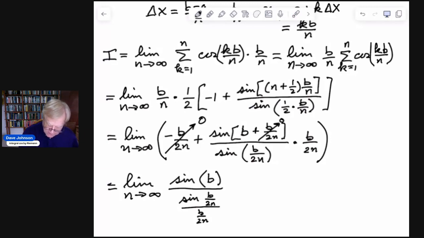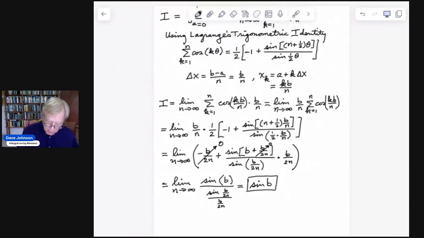But when we take the limit of the downstairs here, well, as n goes to infinity, you get sine of 0 divided by 0, which we remember the limit of that is 1. So the limit of this denominator is going to be 1. And so I can write this now as sine b. And that is our result.